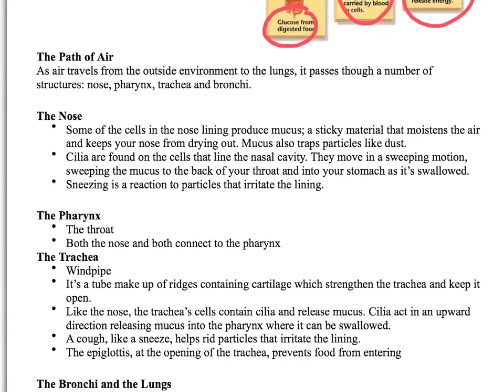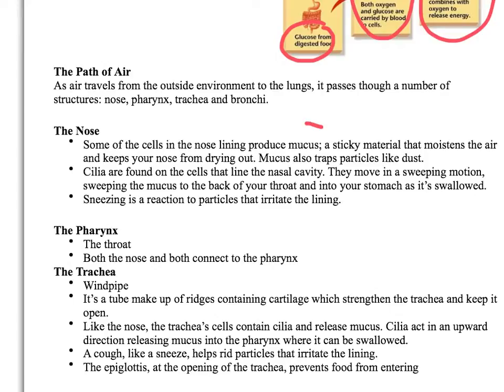Now, as the air is taken in from our environment, it actually passes through a number of structures before it gets to the lungs. And these structures are there for a particular purpose. We'll start with the nose. The nose has cells within your nasal lining that produce mucus. And we talked about mucus when we talked about the digestive system, and it pretty much has a similar function. So it's a sticky material, and what it does is it moistens the air, which means it adds some humidity, or some liquid to the air in order to keep your nose from drying out.